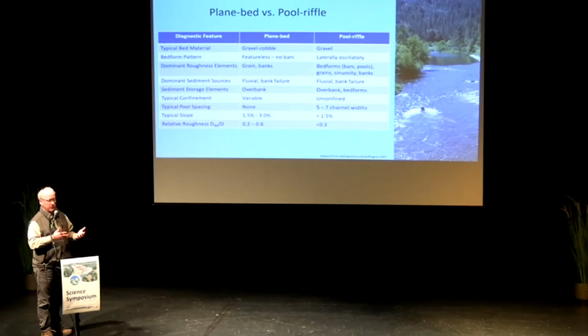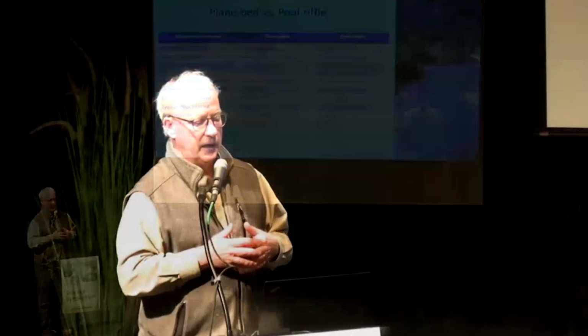In a plane bed channel, we don't have those features. So the roughness elements are composed of individual grains, which might be as large as boulders, but might just be the cobble and gravel making up the bed, and then the bank resistance as friction moving along the bank.